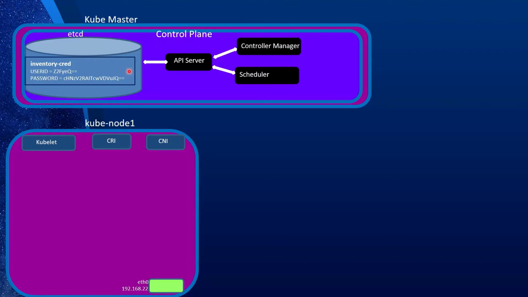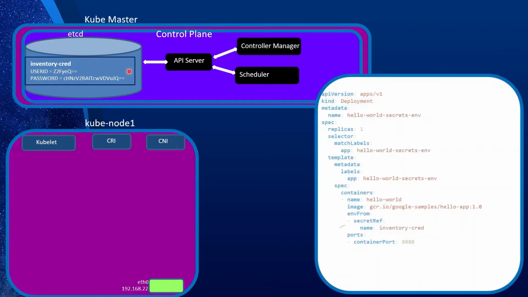So let's go ahead and create a deployment. Again, very similar to the previous ones. In the containers, we are specifying that we want these values to be read as environment variables. So envFrom, and then dash secretRef. This is the keyword that tells Kubernetes we want the secret from etcd, and the name of it is inventory-cred. So this is the information that we want to be loaded inside pods as environment variables.